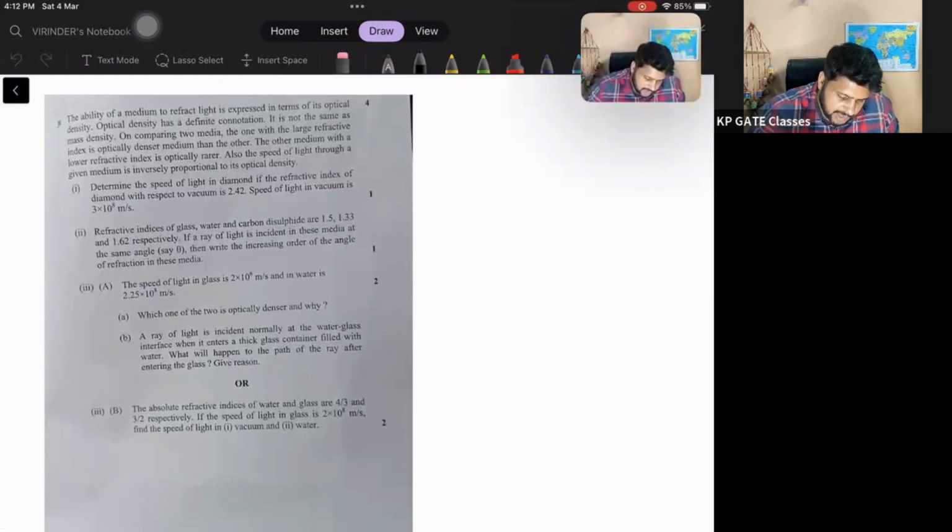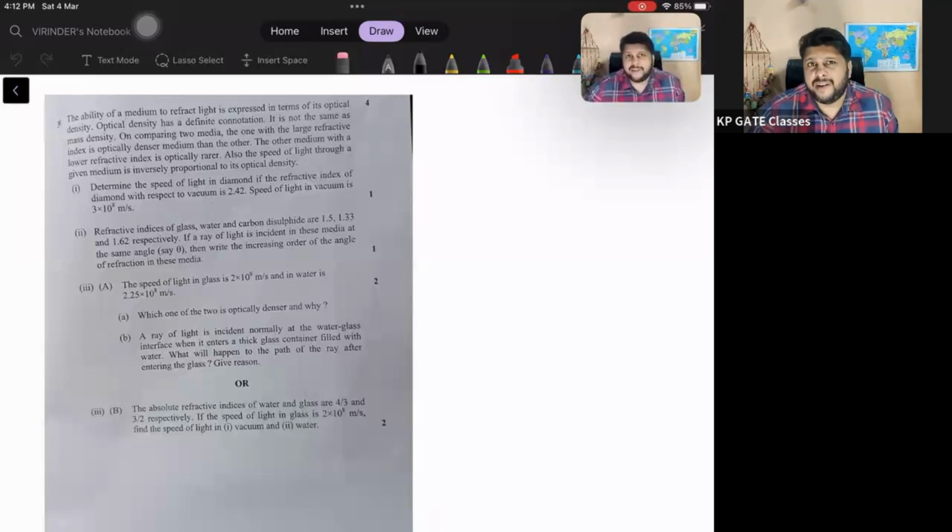Determine the speed of light in diamond. The refractive index of diamond with respect to vacuum is given, and the speed of light in vacuum is known; you just have to apply the formula to calculate. Next question, refractive index of glass, water, and carbon dioxide are 1.5, 1.3, 1.62. Write the increasing order of angle of refraction in these media.